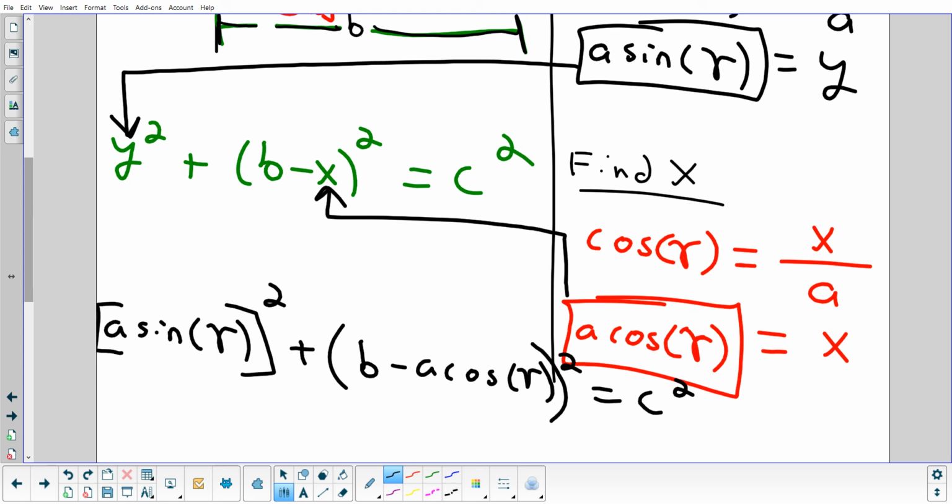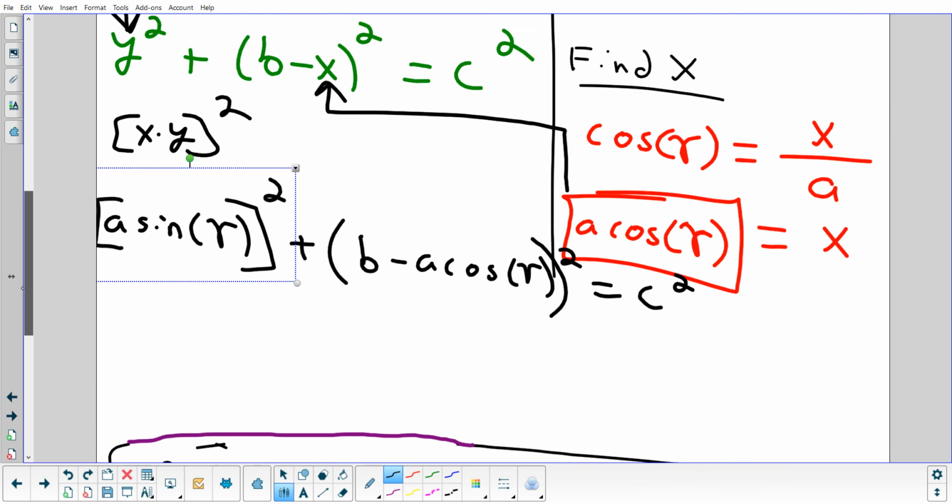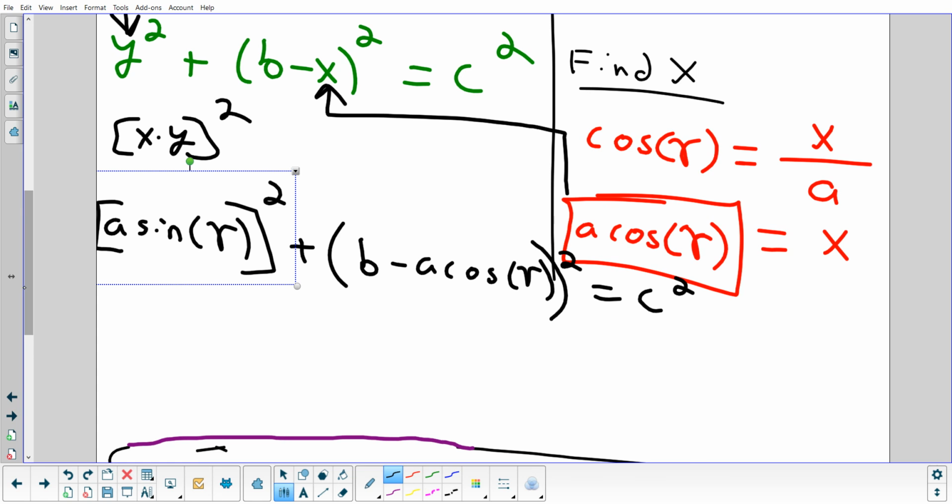Okay. This is easy to square. This is a product of two things and you're squaring it. It's just like you would square this. To square a product, or raise a product to a power, just raise each factor to the power. So you end up with a squared sine squared. Okay. That's the easy one. So we have a squared sine squared gamma.